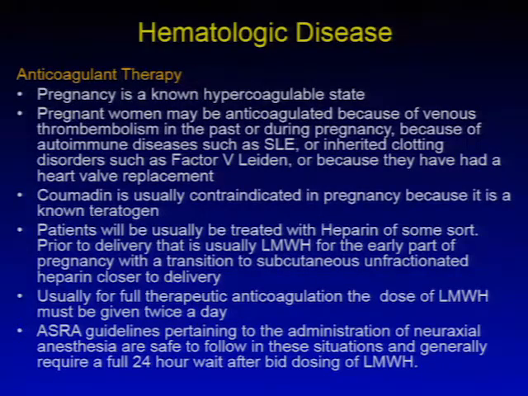a heart valve replacement. Coumadin is generally contraindicated in pregnancy because it's a known teratogen. So patients will usually be treated with heparin of some sort, and prior to delivery, that is usually low molecular weight heparin for the first part of the pregnancy with a transition to subcutaneous unfractionated heparin closer to delivery. Usually for the full therapeutic anticoagulation, the low molecular weight heparin will have to be given twice a day.